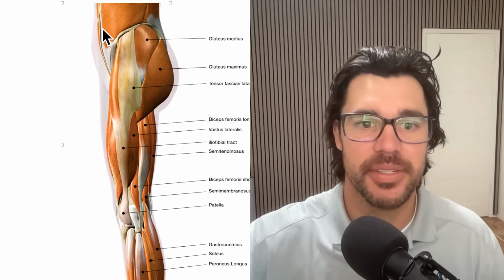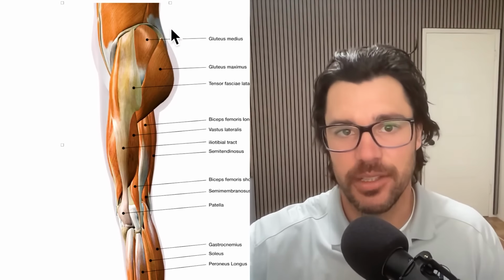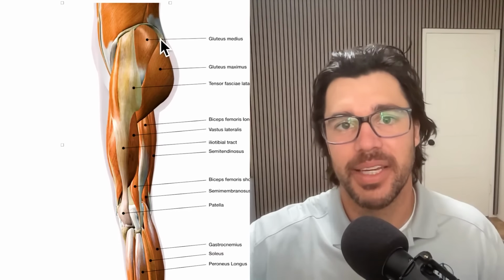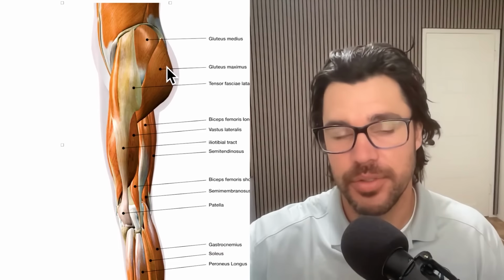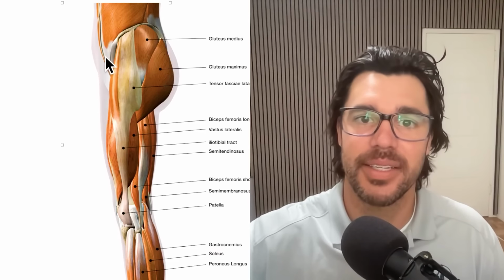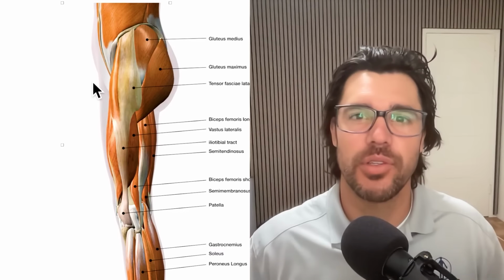What's on the opposite side of the body of the IT band is the glutes. So if we can get more tone in the glutes, we can inhibit its opposite. It's like a universal law of the body.